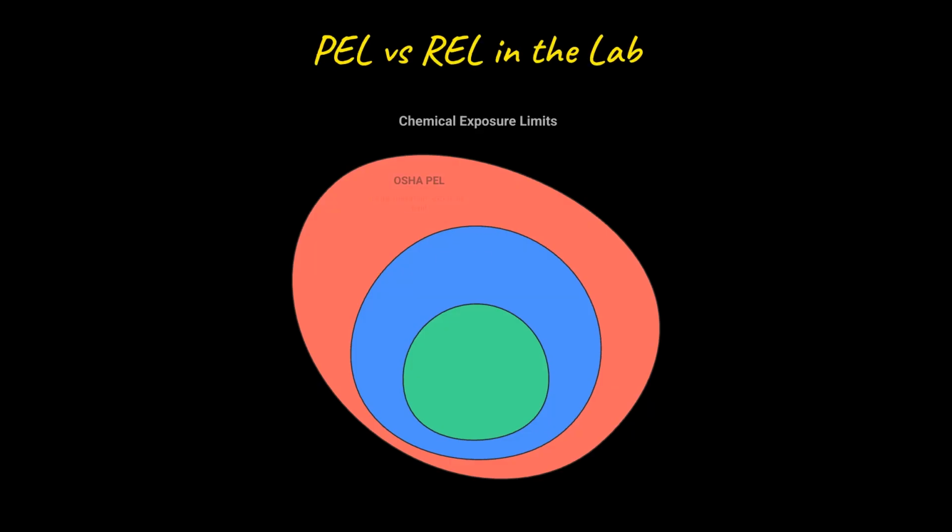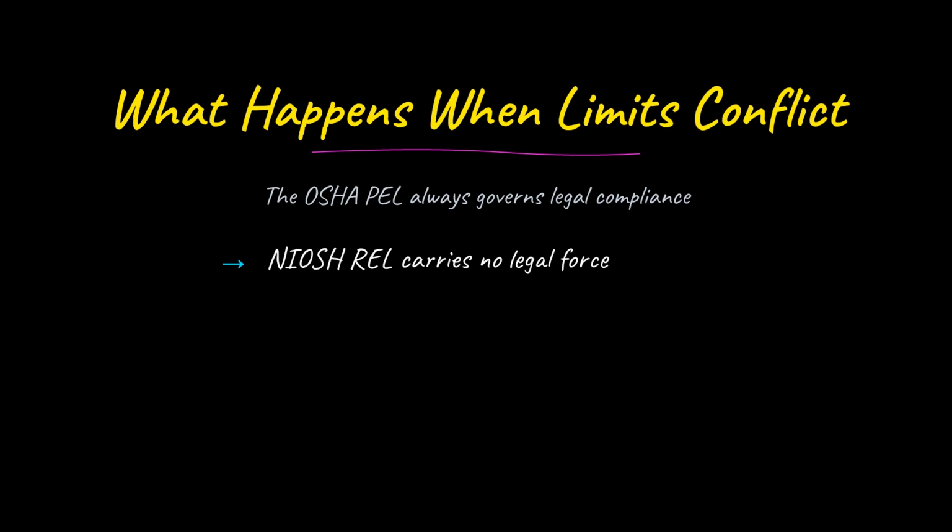In practice, a laboratory's chemical hygiene plan must comply with the OSHA-PEL as a hard legal ceiling. A good safety program also uses the more conservative NIOSH-REL as an operational target for engineering controls and ventilation, treating the PEL as the floor and the REL as the goal. This distinction is the exam's sharpest edge.